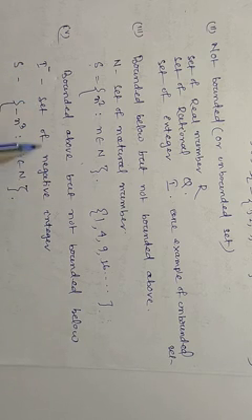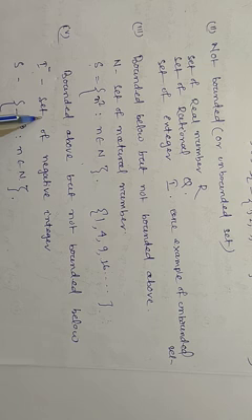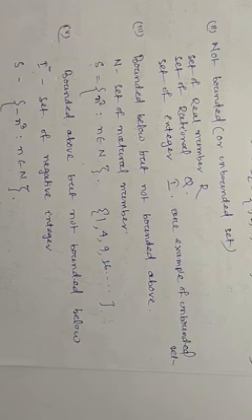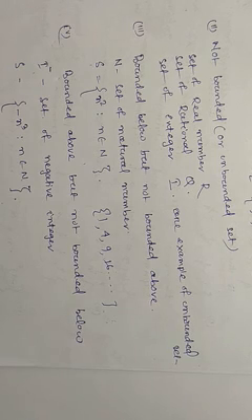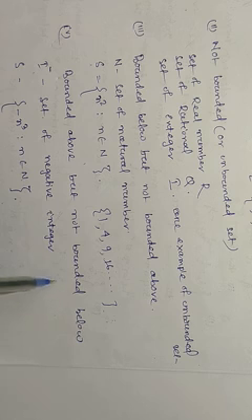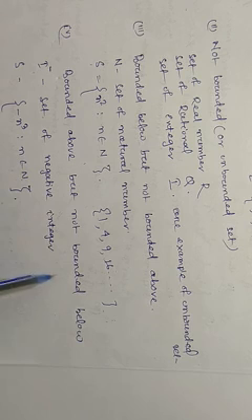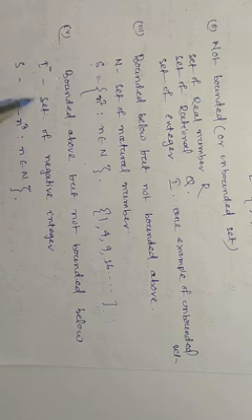Consider the set of negative integers. So that is bounded above but not bounded below. Bounded above by 0. And 0 is not included in the set, but it is the upper bound of the set. And all other negative integers are smaller than 0 and it moves up to minus infinity. Hence it is not bounded below but it is bounded above by 0.